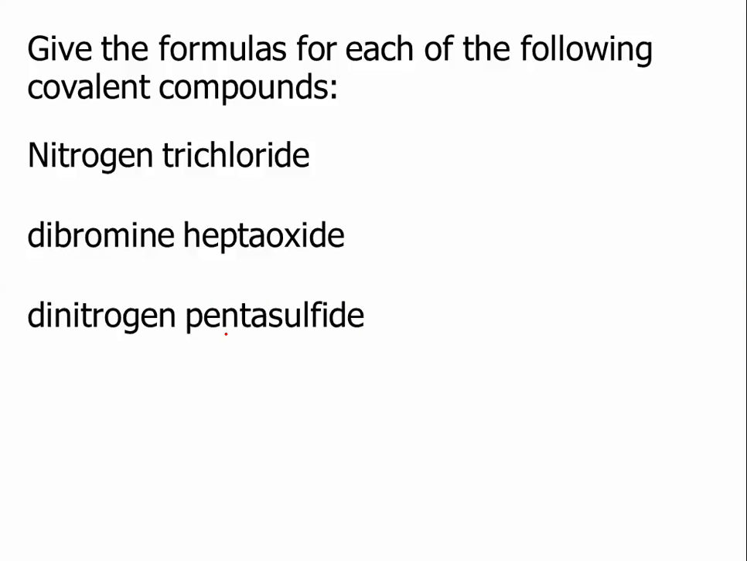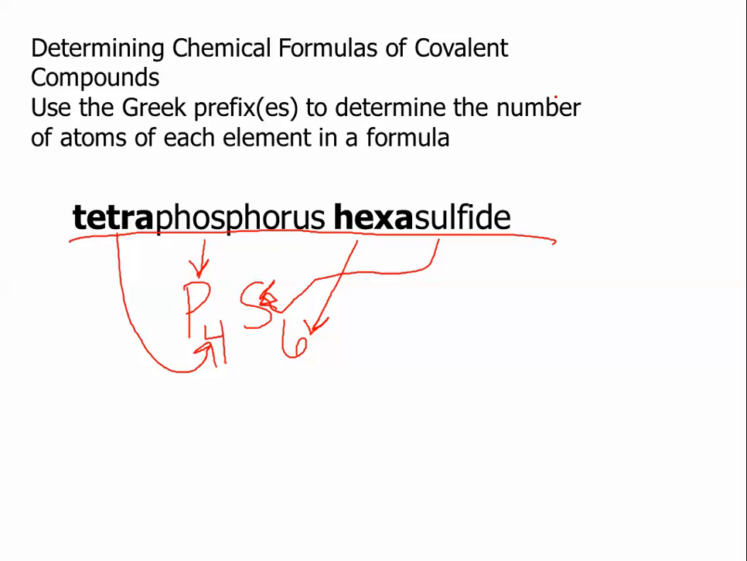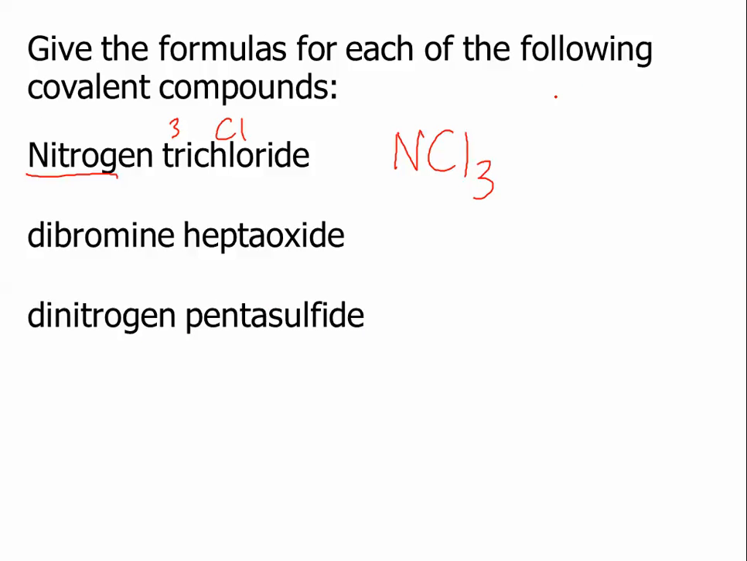Let's look at 3 more examples. 1, 2, 3. Sorry, I can't count. So nitrogen trichloride. Tri means 3, chloride is Cl, so NCl3. One other thing while we're doing this, Cl is chlorine. Some people think I mean carbon and iodine.